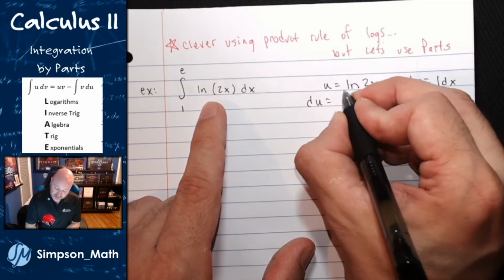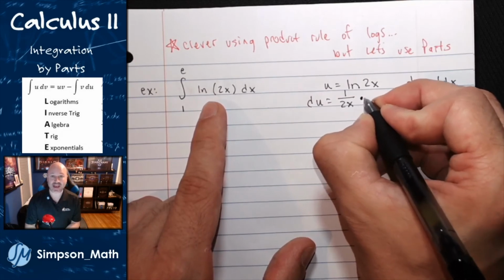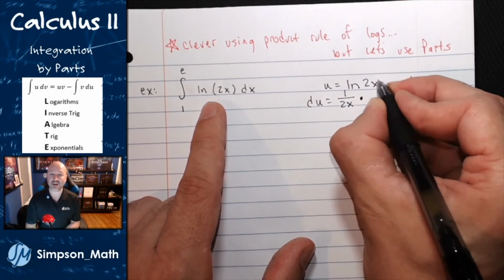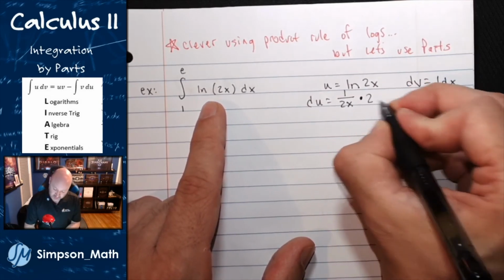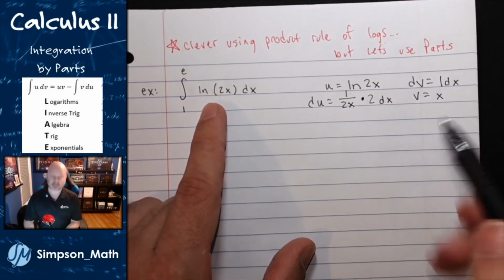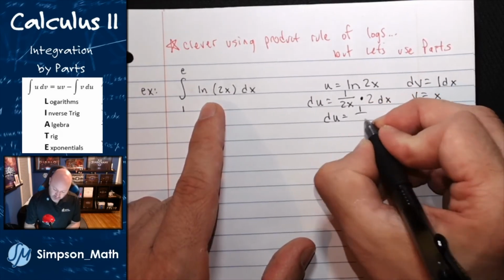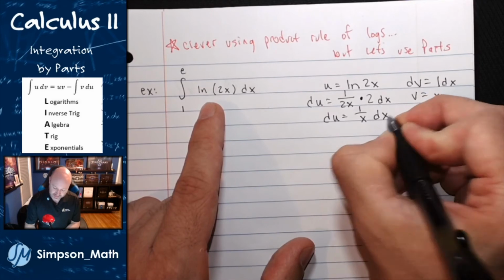Du isn't too bad. The derivative of a natural log is 1 over the argument. This does kick out a chain. I need to multiply by the derivative of that argument, which is a nice little 2. And this is all with respect to x. I see that the 2's will reduce. Du will clean up to be 1 over x dx.